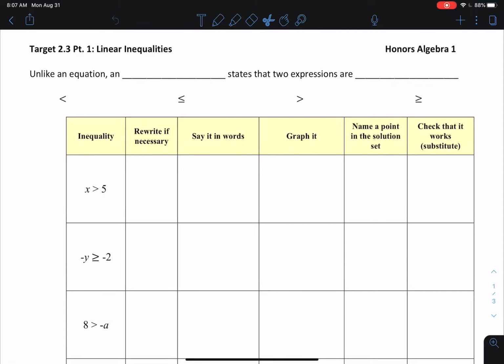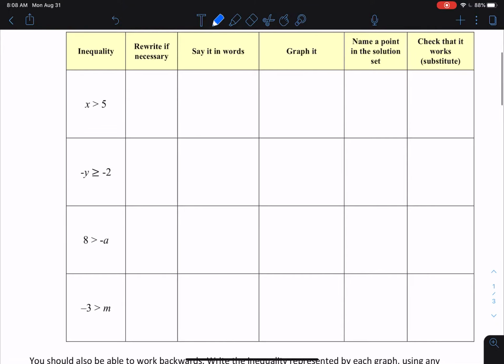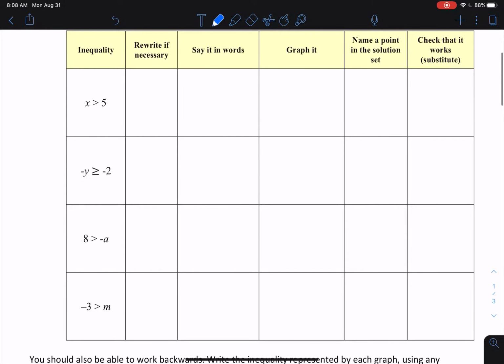X could be less than, or equal to. The line underneath that inequality symbol means equal to. We'd have greater than, or greater than, or equal to. These are the inequality symbols that we're going to deal with. So let's start this off just by filling out this chart. Get used to writing these and graphing them.